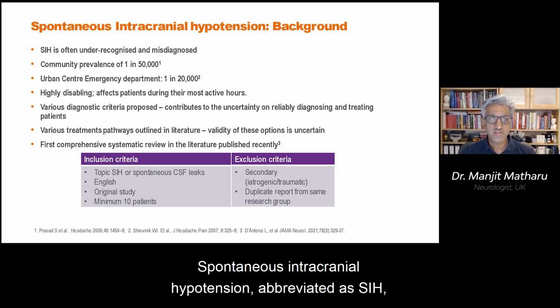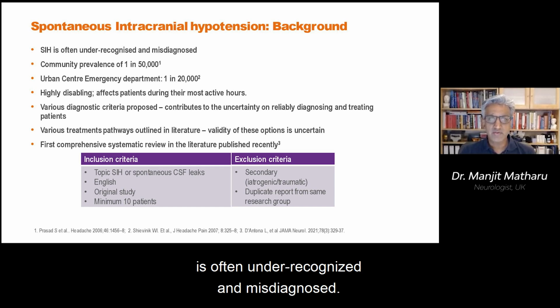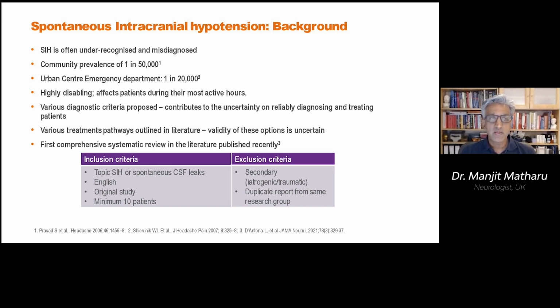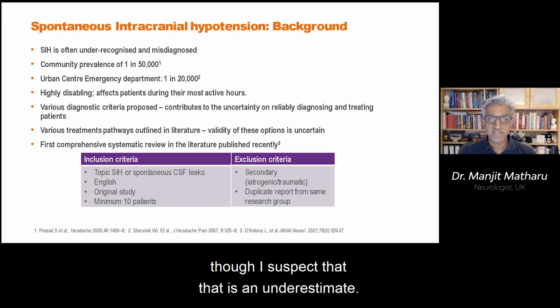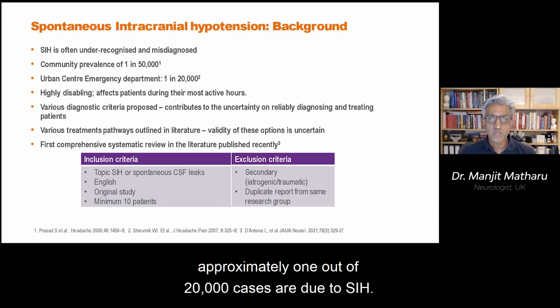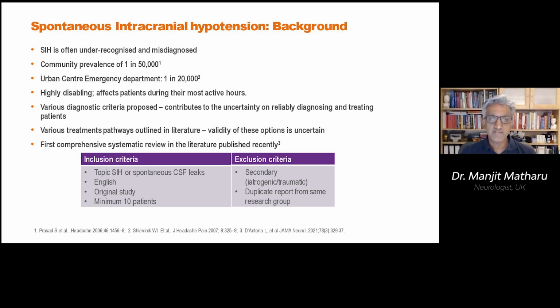Spontaneous intracranial hypotension, abbreviated as SIH, is often under-recognized and misdiagnosed. It is reported to occur in approximately 1 in 50,000 of the population, though I suspect that that is an underestimate. In emergency departments, approximately 1 out of 20,000 cases are due to SIH. Patients with SIH are highly disabled.